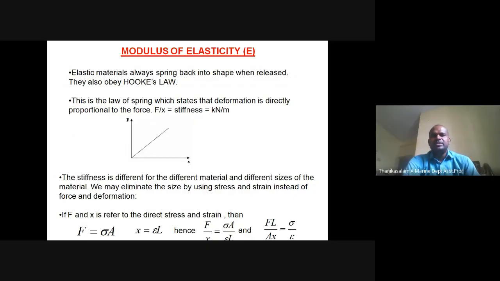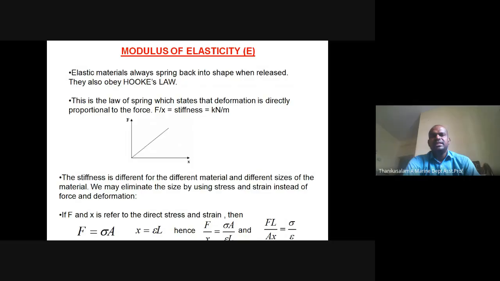this is the law of a spring, which states that the deformation is directly proportional to the force. Take a spring, where x is the deformation or elongation on the x-axis and F is the applied force. When force increases, the elongation also gradually increases. We know stiffness equals force divided by deformation or elongation. Therefore, the stiffness is different for different materials and different sizes of the material.